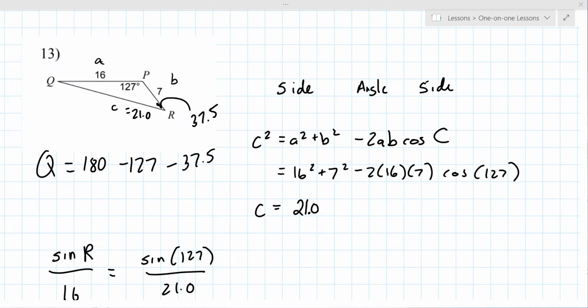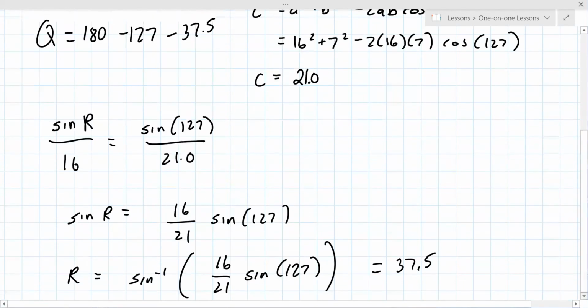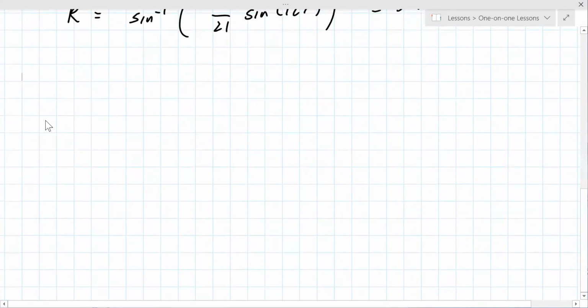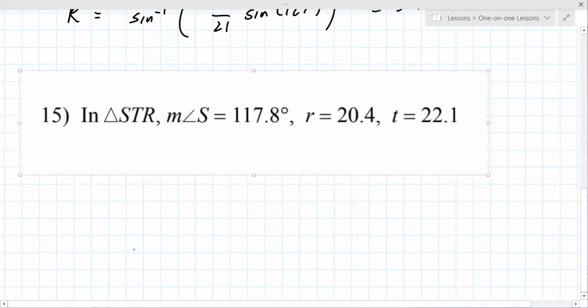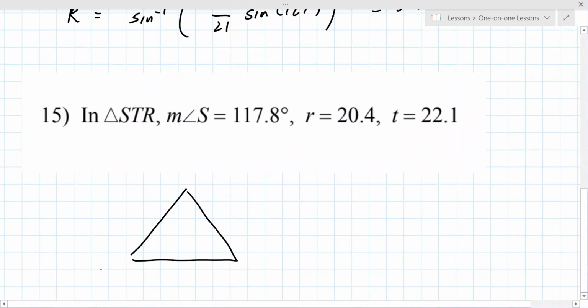So 15 wants you to solve the entire triangle, but they don't give you the triangle. This is like the next difficulty level. So we need to draw the triangle. I'm just going to draw a generic triangle. It doesn't really matter. STR, measure of angle S is 117.8. Little r, across from big R, is 20.4. And t, which is across from big T, is 22.1. So this is, again, law of cosines because you've got a side, an angle, and a side. SAS is always law of cosines.